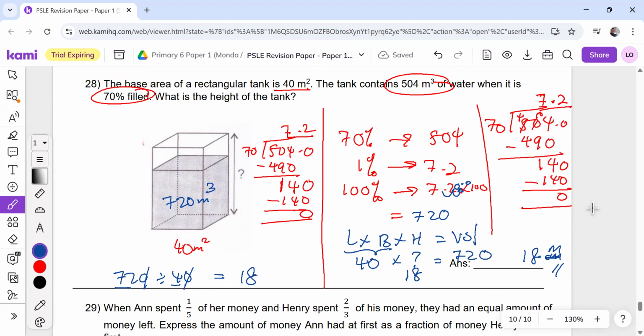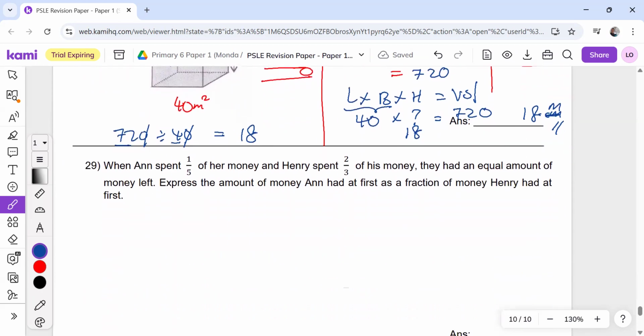Okay, Jared, any mistakes so far? No mistake. Who has no mistake so far? None. Zero mistakes. Only Jared got no mistake. Okay, Jacob done? Okay, let's go to the next one.